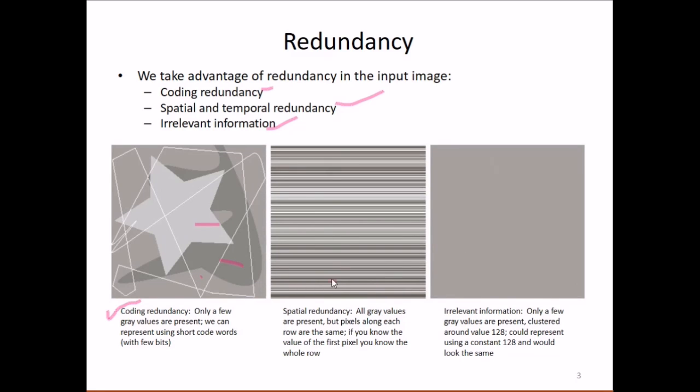In this, we have spatial redundancy. All gray values are present, but pixels along each row are the same. That is, if you know the value of the first pixel, you know the whole row. And then this is the irrelevant information. How irrelevant? Only a few gray values are present, clustered around 128, and could be represented using a constant 128, and would look the same, right?